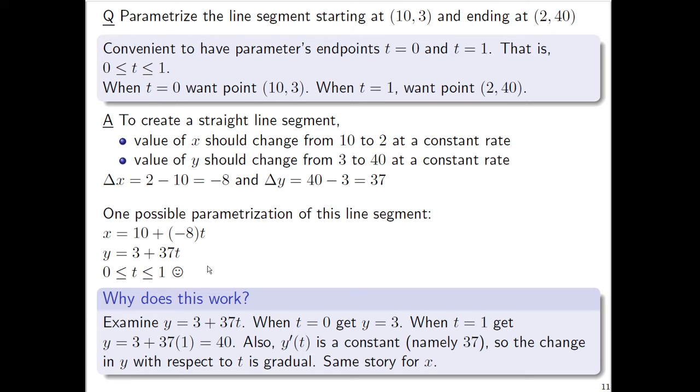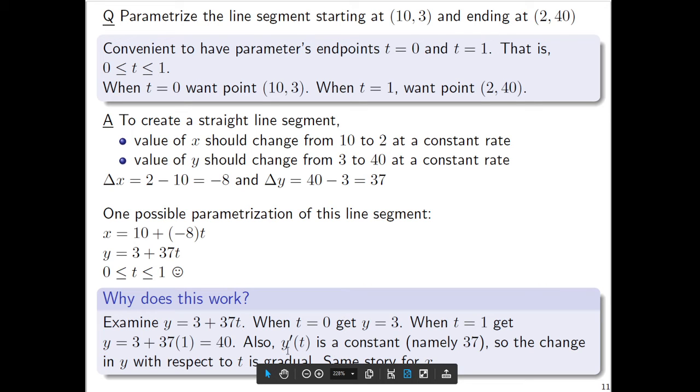So why does this really work? Let's think about it. The minus in the x formula makes it a little more confusing to look at, so let's just look at the y formula. Let's talk about why the y formula works, and then you can basically say the same for the x formula. Well, look, y is equal to 3 plus 37t. Plug in t equals 0, then you get y is equal to 3. When you plug in t equals 1, you get 3 plus 37 times 1, so you get 40. You get this y value of 40 that you want.